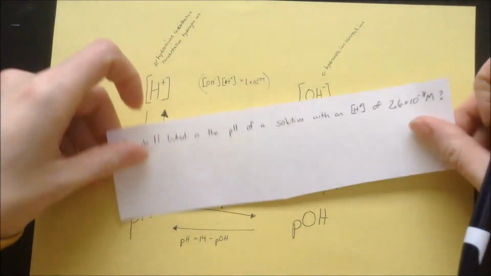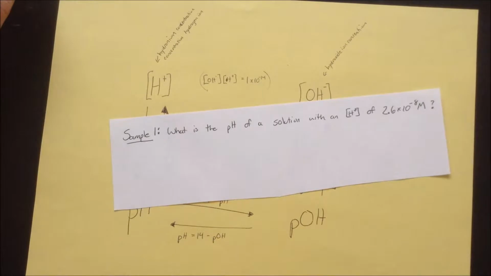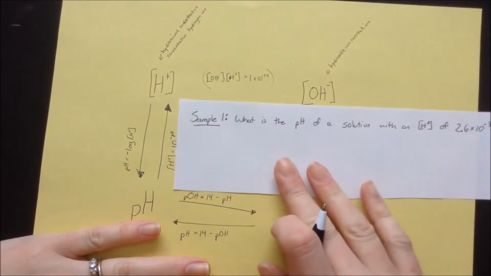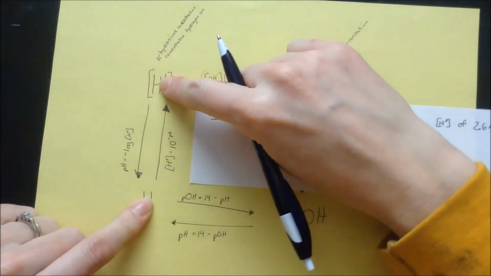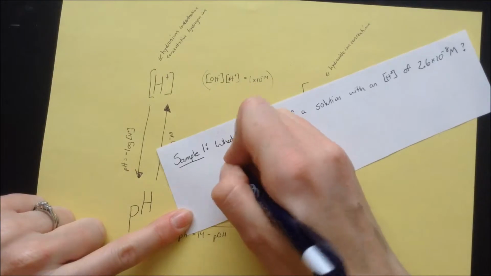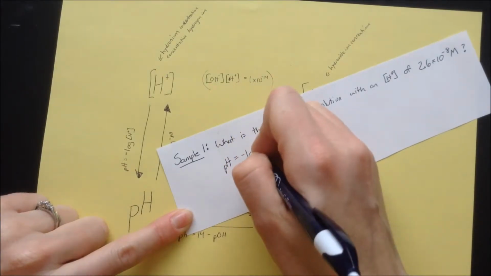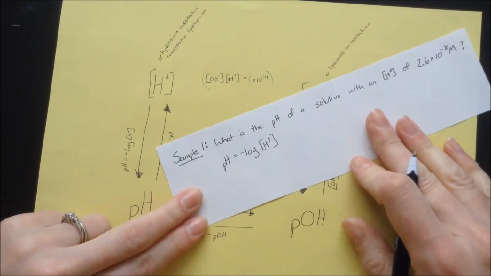All right, so example 1 has us going from H concentration to pH. Here's our example. It says, what is the pH of a solution with an H plus of 2.6 times 10 to the minus 8 molar? So what we want is the pH, and what we have is the H concentration. So we're going to be following this arrow right here. I'm going to write that down: pH equals negative log of my concentration, okay?